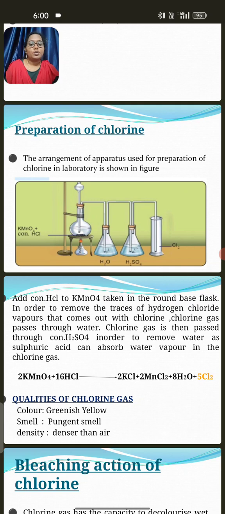Then it is passed through sulfuric acid. It is because sulfuric acid absorbs the water vapor. Finally, we get dry chlorine gas and it is collected in an open gas jar because the density of chlorine is higher than that of air.